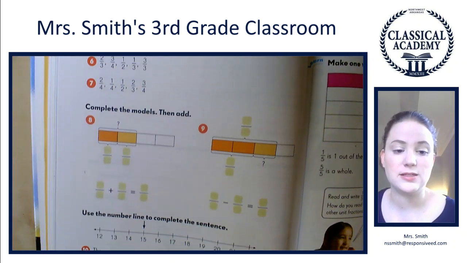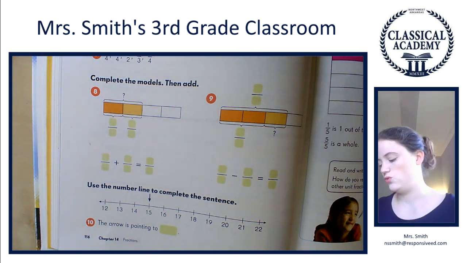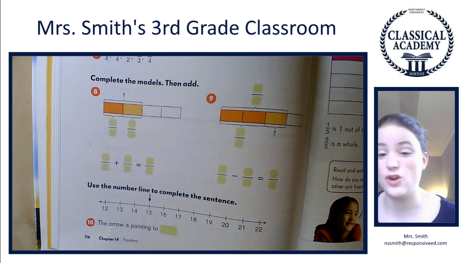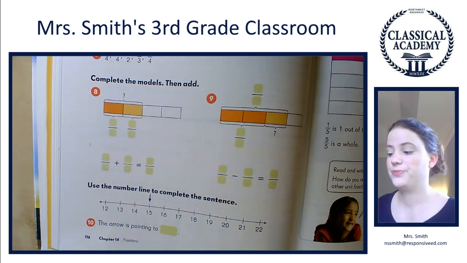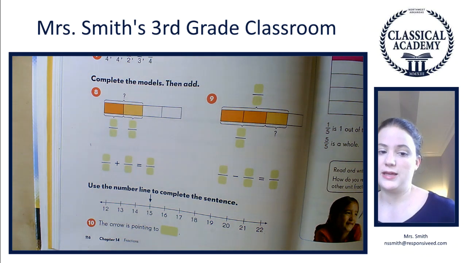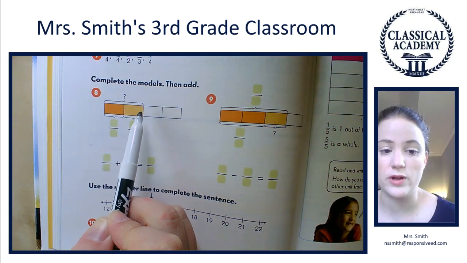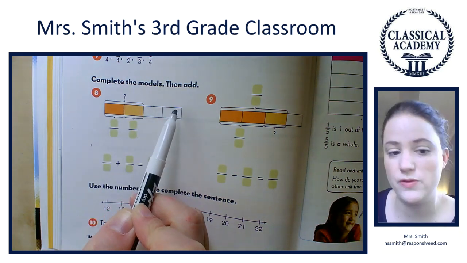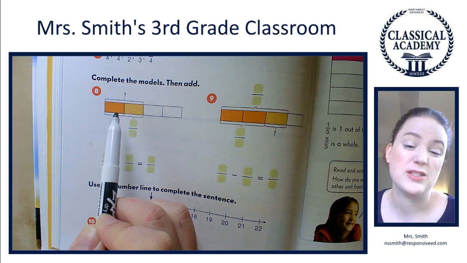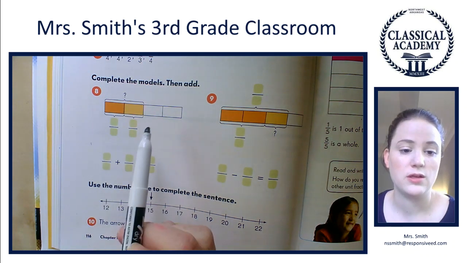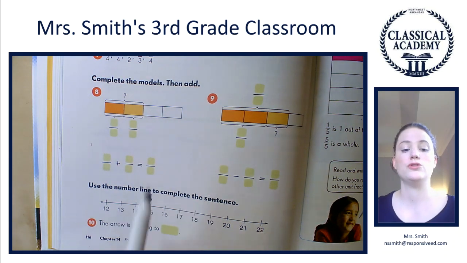For number 8, complete the model, then add. Well, let's see. Ooh, this one's fun because first we have to figure out what the fractions are, and step 2, we have to add them up. Let's do it together. For number 8, here we have 1/4 plus 1/4 because there's 4 units. 1, 2, 3, 4. There's 4 in one shape. So it's divided into fourths. 1/4 plus 1/4. Now down here, 1/4 plus 1/4 equals 2/4.